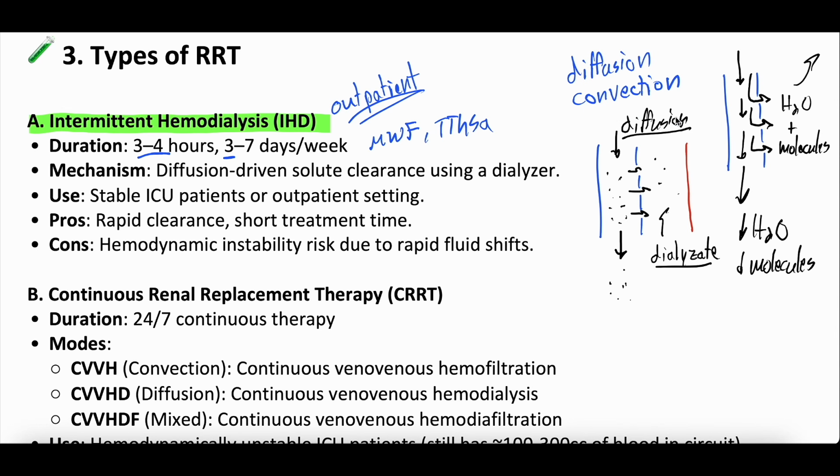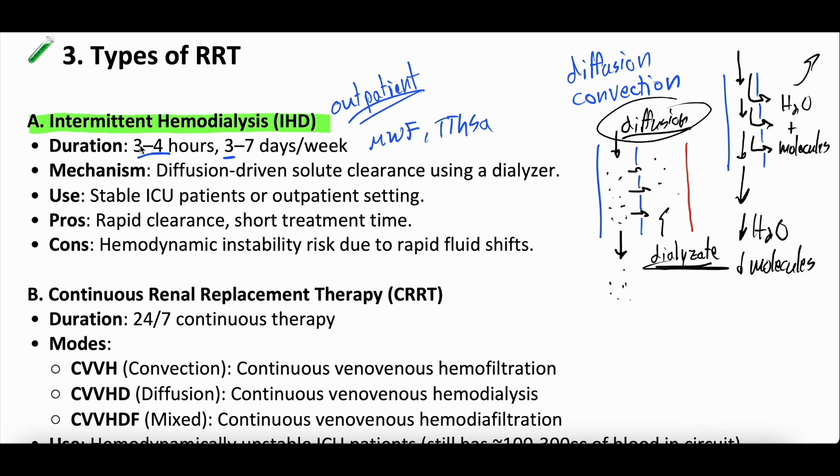So intermittent hemodialysis is diffusion. It uses the dialysate to clear small molecules and solute by them diffusing down a concentration gradient. You can use it in stable patients and in the outpatient setting. The challenge is there are lots of volume shifts that happen, okay?